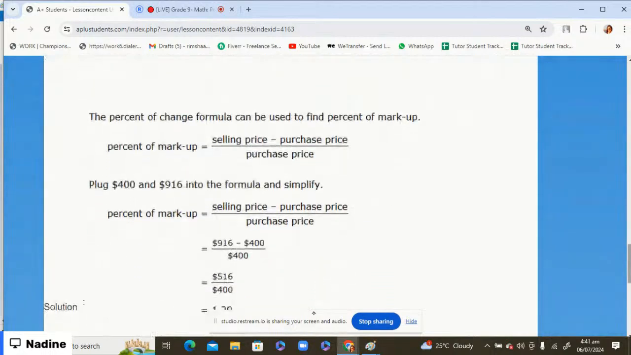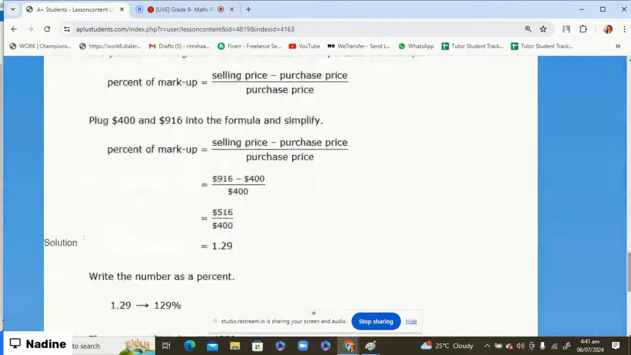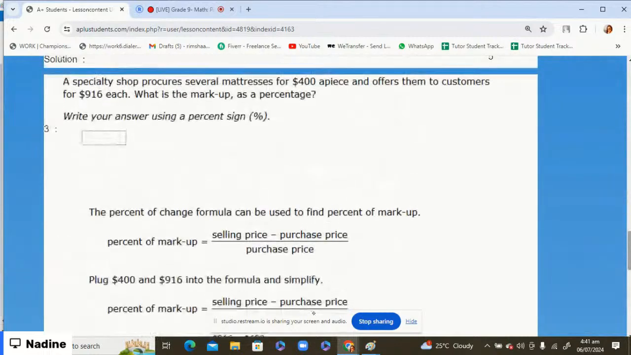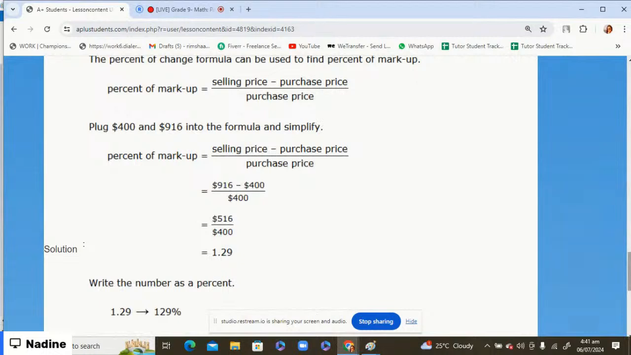And what is the purchase price? The purchase price is $400. And then what is basically the original price? That is 400. Subtract and divide again. Okay? And then in the end you multiply by 100 to find that percentage. Okay?